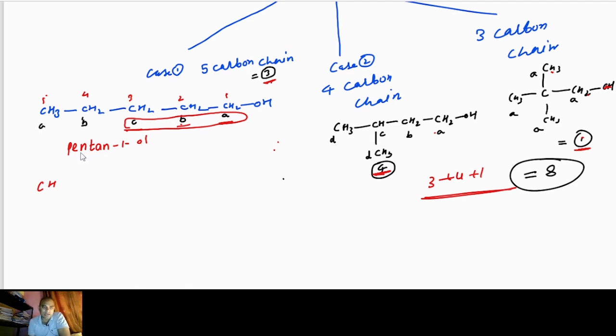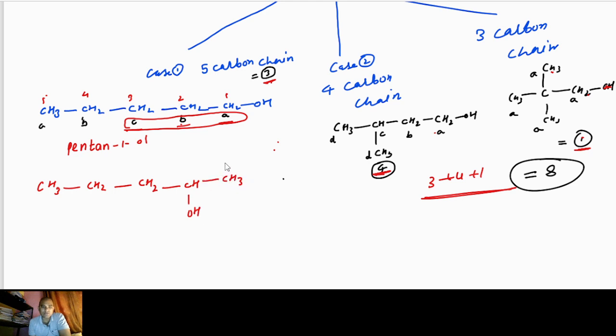First one is already done. Now for the 5 carbon chain, here you see the 1 is already open. Now I am putting the OH group on the second position, so CH3, CH2, here again CH2, then here will be CH, this is the OH, and this is the CH3.